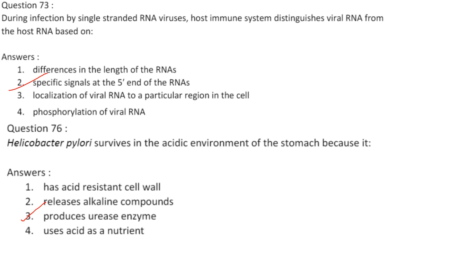During infection by single-stranded RNA viruses, the host immune system distinguishes viral RNA from the host RNA based on specific signals at the 5 prime end of the RNAs. Then, Helicobacter pylori survives the acidic environment of the stomach because it secretes an enzyme called urease, which converts the chemical urea to ammonia. The production of ammonia around Helicobacter pylori neutralizes the acidity of the stomach, making it more hospitable for the bacterium. So it produces urease enzyme. Answer is option 3.